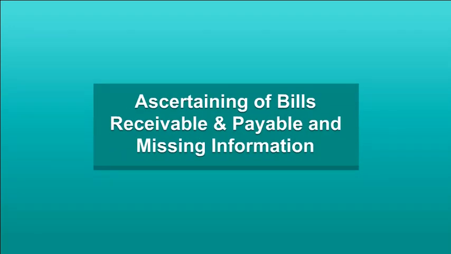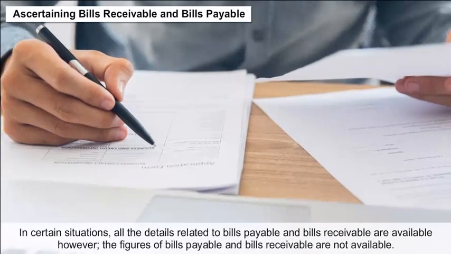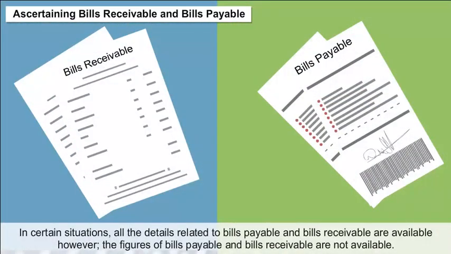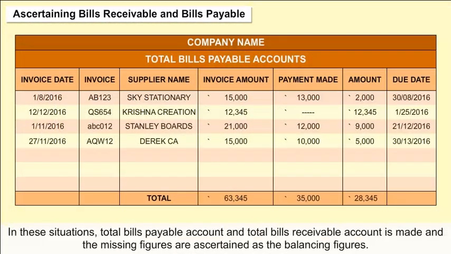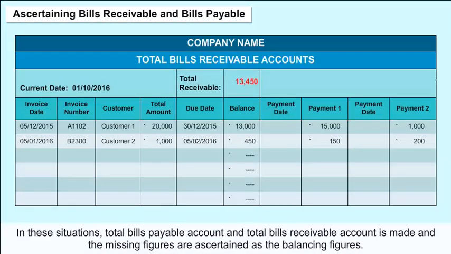Ascertaining of bills receivable and payable and missing information. Ascertaining bills receivable and bills payable. In certain situations, all the details related to bills payable and bills receivable are available. However, at times the figures of bills payable and bills receivable are not available. In these situations, a total bills payable account and a total bills receivable account is made and the missing figures are ascertained as the balancing figures.